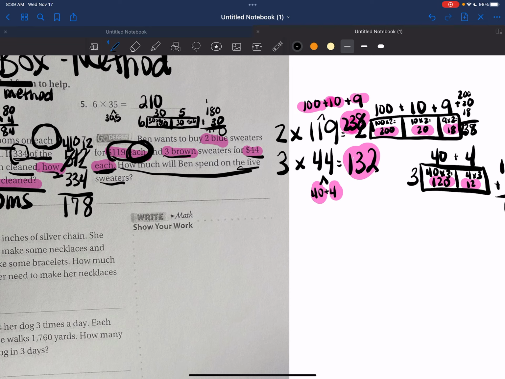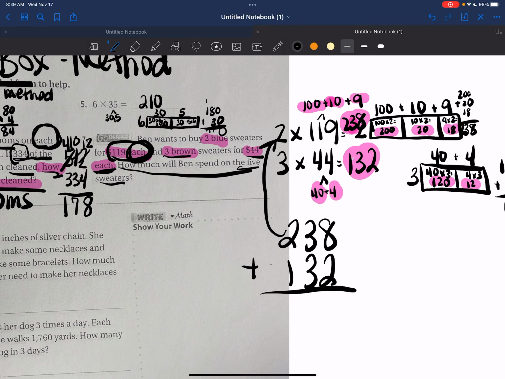However, I'm not finished with my problem yet because I want to know how much he spent on all 5 of them together. So I need to do that second step. He spent $238 on the 2 sweaters, plus, because I want to know how much he spent on all 5, $132 on the brown sweaters, and now I add them together. 8 plus 2 is 10. Carry my 1. 1 plus 3 is 4. 4 plus 3, 7. Move to my hundreds place. 2 plus 1 is 3. So altogether, he spent $370.